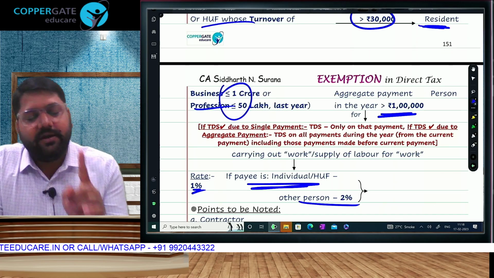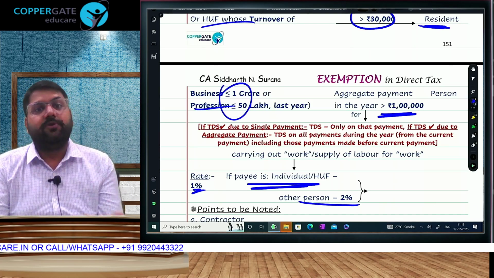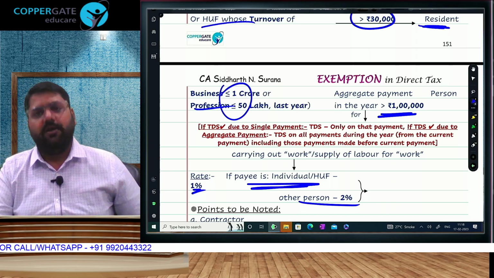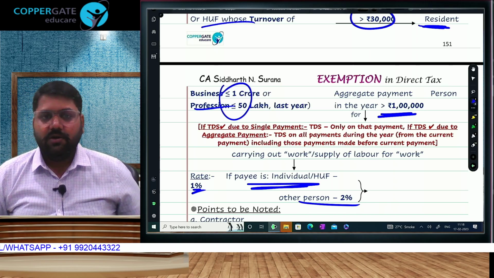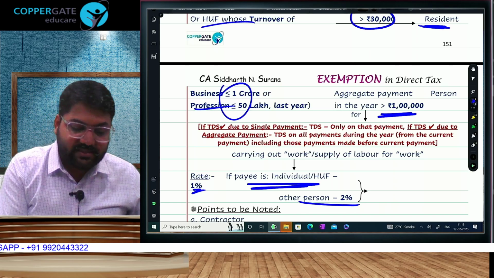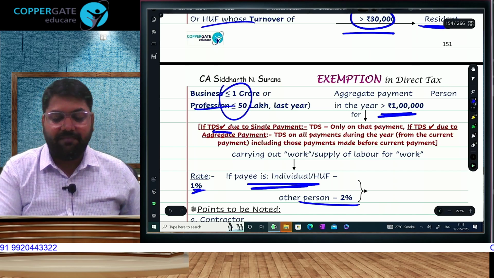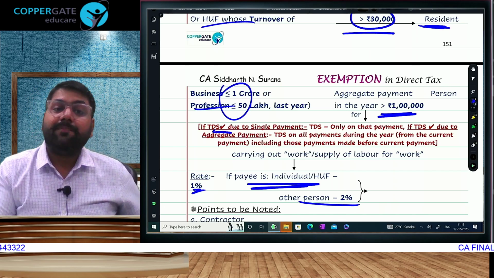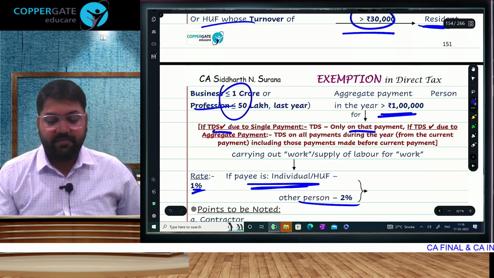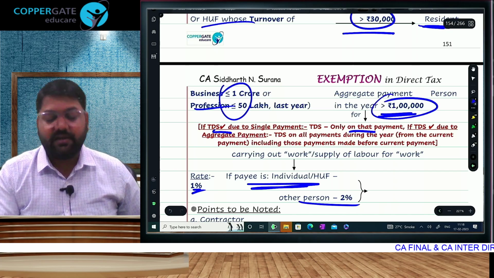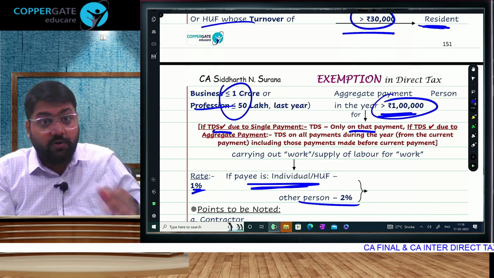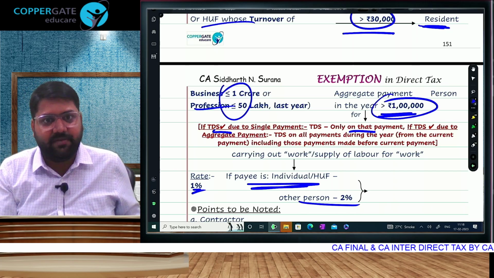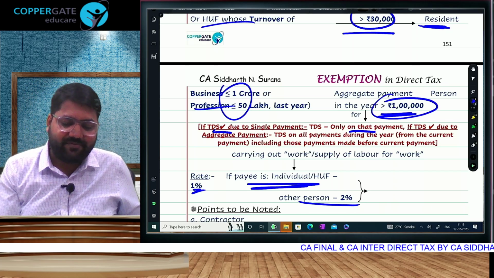So, if you are paying to a company, it is 2%; LLP 2%; AOP 2%. But if you are paying to an individual, 1%; if you are paying to HUF, 1%. Okay. So, if TDS is triggered due to a single payment, for example, one payment is more than 40,000, then we will apply TDS only on that payment. But if TDS is getting triggered due to the annual payment, then TDS will come on all the payments.